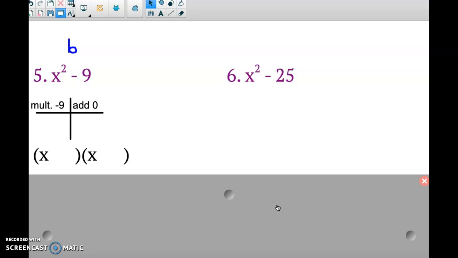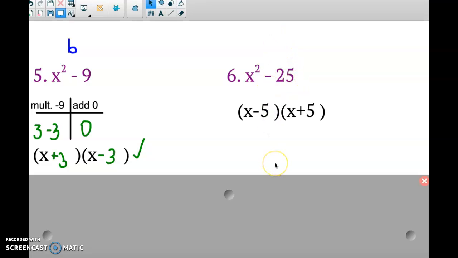So assuming that you guys paused it and just factored this, we should have gotten over here two numbers that multiply to negative 9 is a positive 3 and a negative 3, right? 3 times negative 3 gives me negative 9. 3 plus negative 3 gives me 0. So my factored form is x plus 3 and x minus 3. Okay, and what about this next one? What did we notice? Two numbers that multiply to negative 25 and add to 0. A positive 5 and a negative 5. And it doesn't matter the order. Notice the minus, plus, minus doesn't matter.